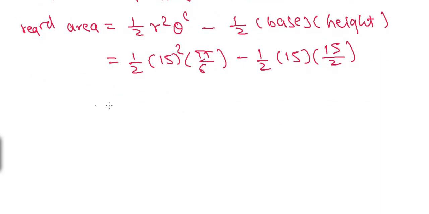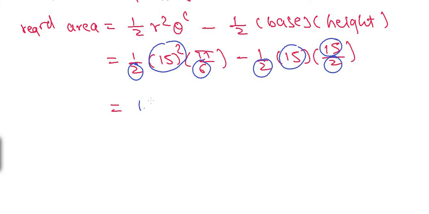Now let us do one thing. We can take this entire thing common. Which entire thing? 15 square. See, 15 square is common in the first term as well as in the second term. Also we can take 1 by 4 common. See, 1 upon 2 over here, 1 upon 2 over here, this 2 and 2 from 6. So we can have 15 square divided by 4 common out of the bracket.